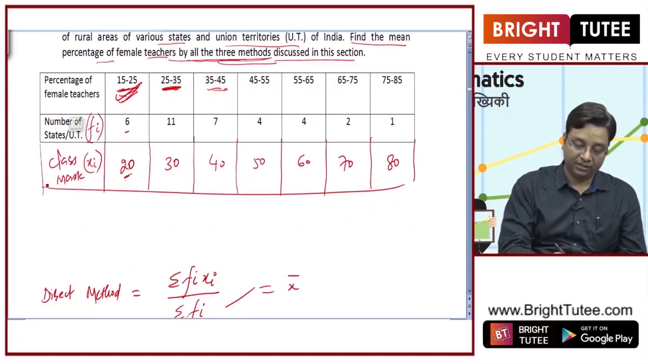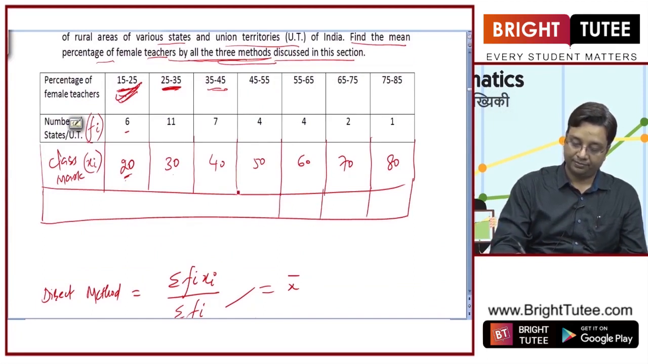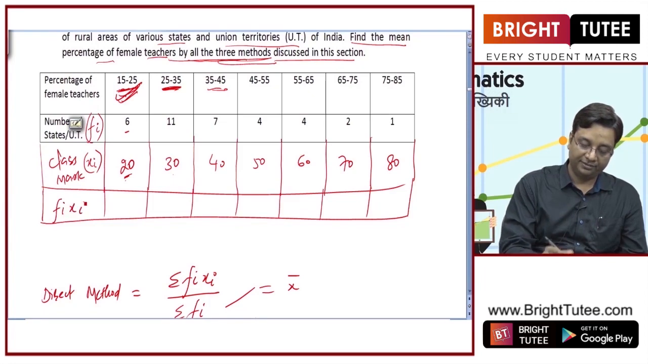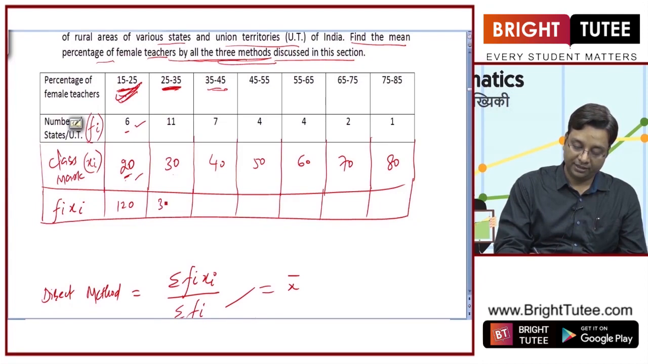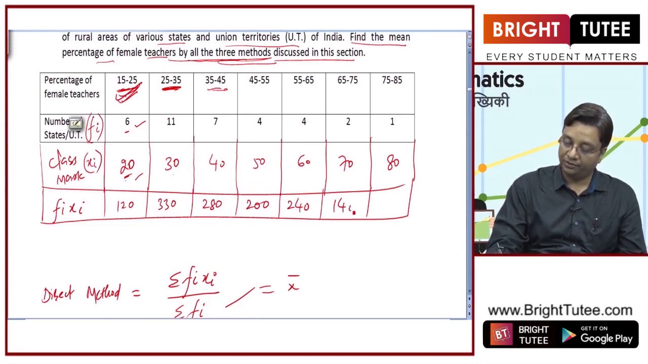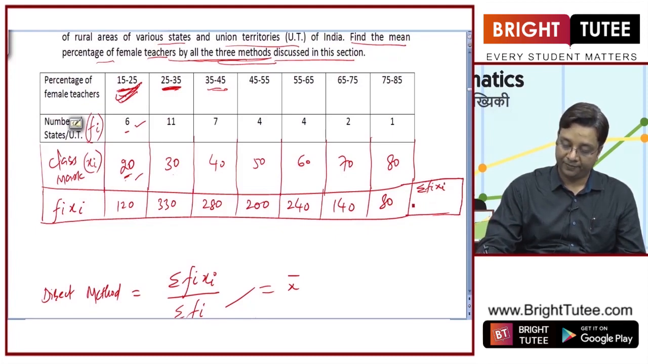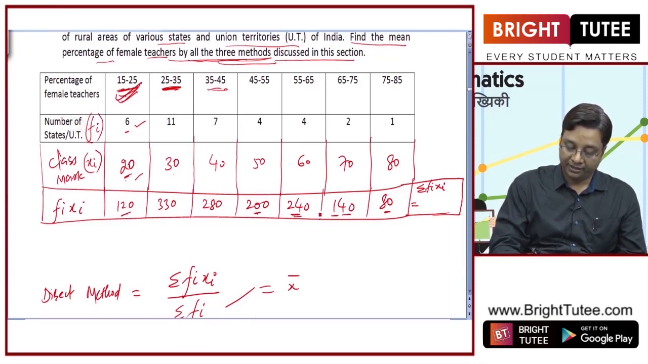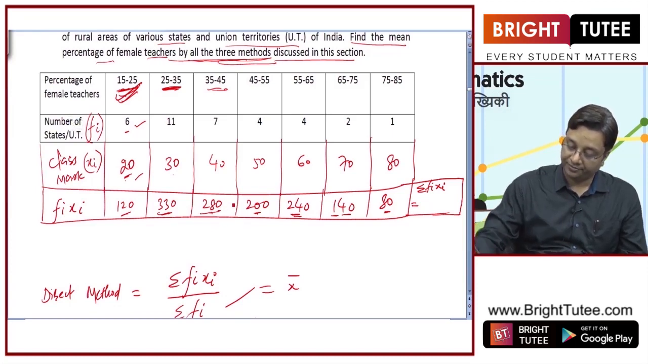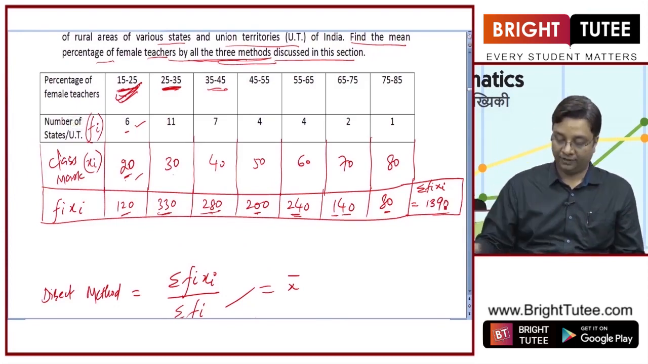So this is xi. So what is fi xi? This is the product of these. So 120 here, 330 here, 280, 200, 240, 140, 80. What is sigma fi xi? Let us write it here. Sigma fi xi is the sum of these entries. So 120 plus 80 is 200, 200 and 200, 400. So 400, 640, 680, 780, 810, 1110, 1190, 1390. So this is 1390.